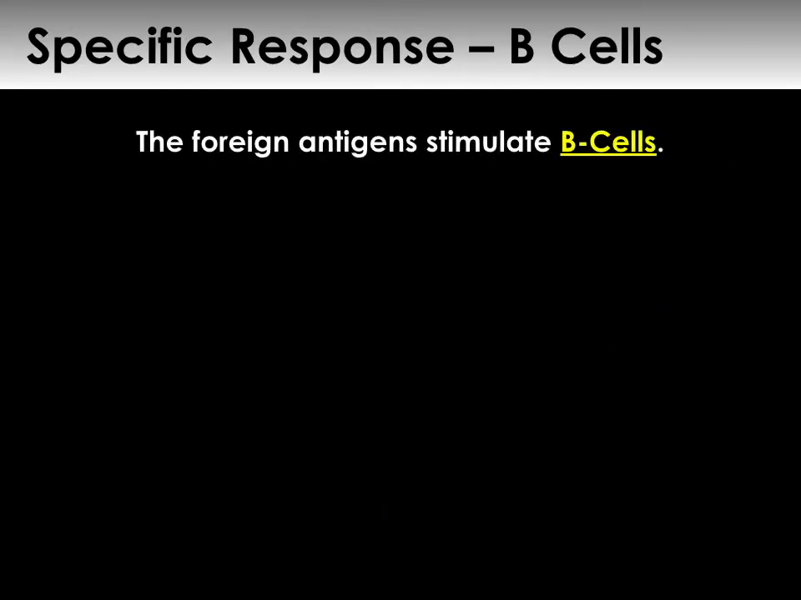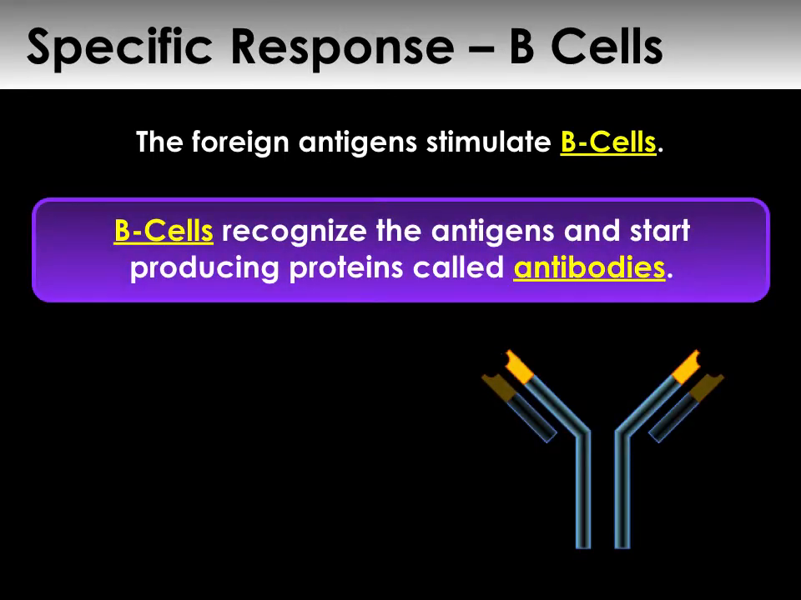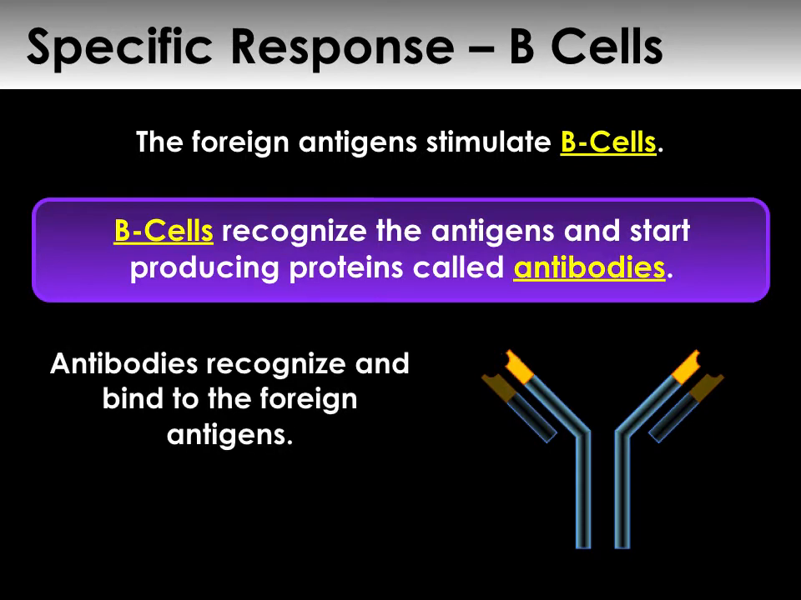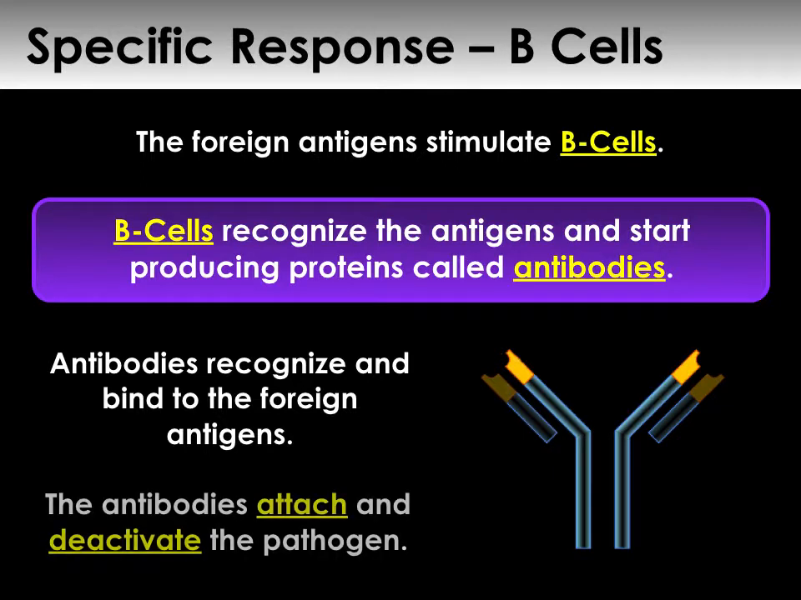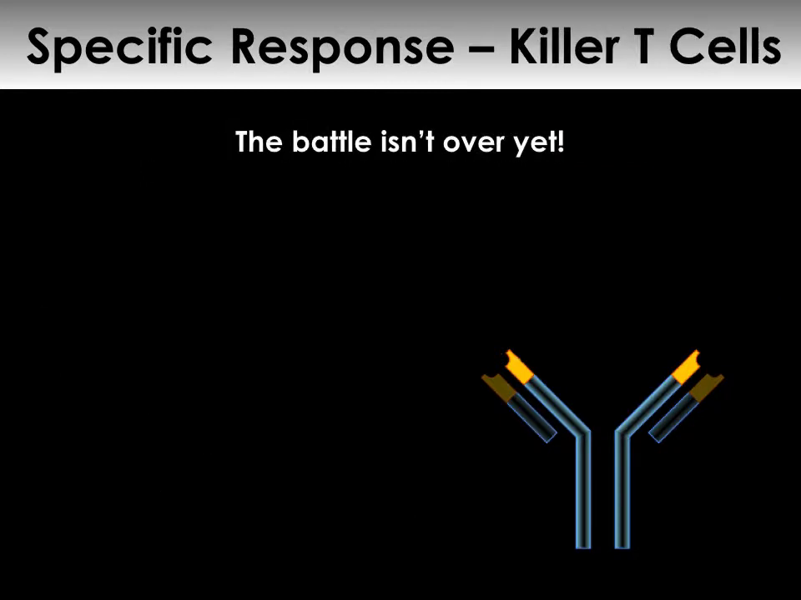The foreign antigens, and again these are molecules that signal a foreign cell, will stimulate B cells. B cells recognize the antigens and start producing proteins that are called antibodies. Antibodies will recognize and bind to the foreign antigens. Once this happens, they will work to deactivate that pathogen.